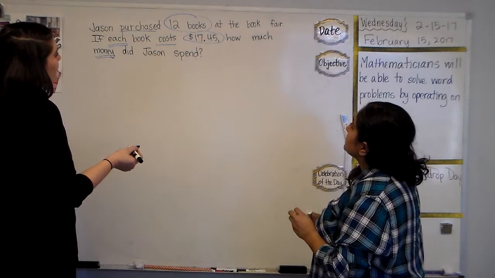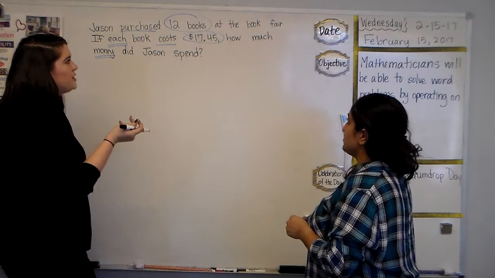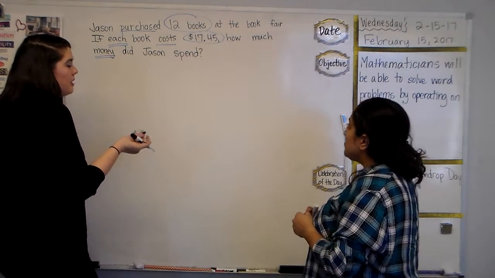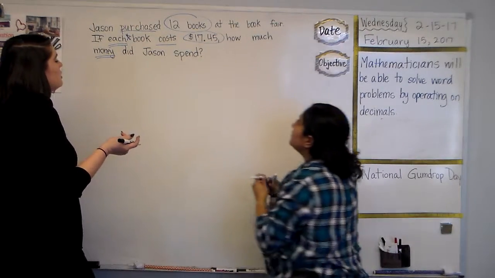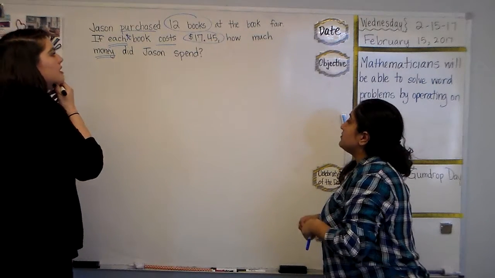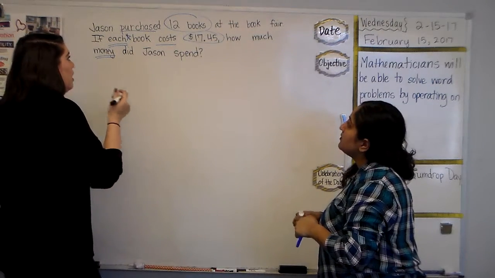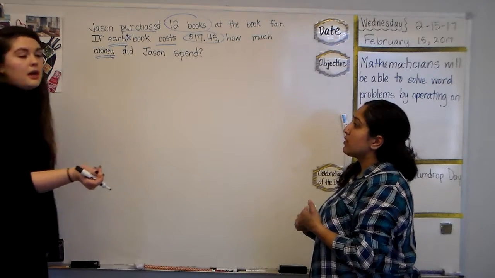If each book costs $17.45, that's the phrase that stands out most to me. That tells me that one book costs $17.45. So if one book costs $17.45, I think in order to find out how much money 12 books cost, we would need to multiply. What do you think?